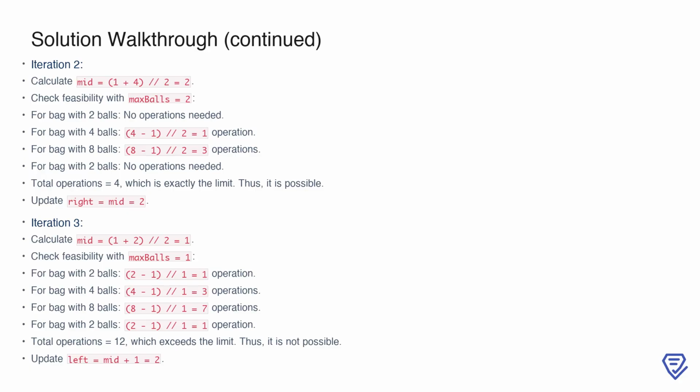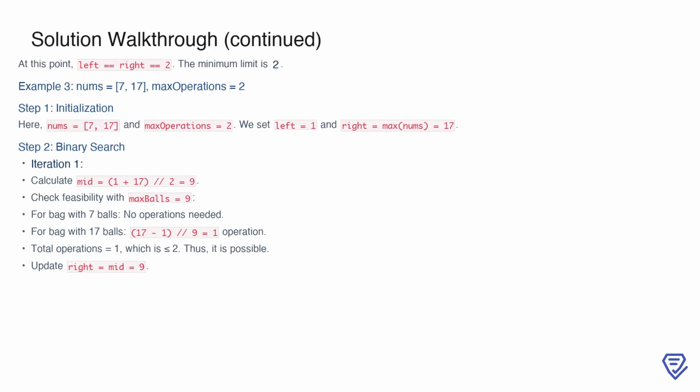Now, we calculate mid as 1. For this limit, the first bag with 2 balls requires 1 operation, the second bag with 4 balls requires 3 operations, the third bag with 8 balls requires 7 operations, and the fourth bag with 2 balls requires 1 operation. The total operations needed are 12, which exceeds the allowed limit. Therefore, a limit of 1 is not feasible, and we adjust the lower bound, left, to mid plus 1, which is 2. At this point, the bounds converge at 2, indicating that the minimum possible limit for the maximum number of balls in any bag is 2.